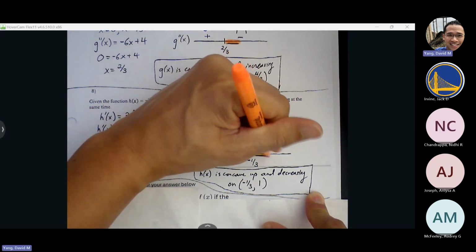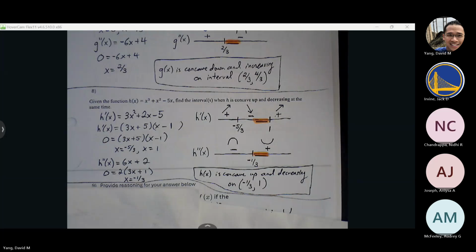Looking for decreasing and concave up. So -1/3 to 1.